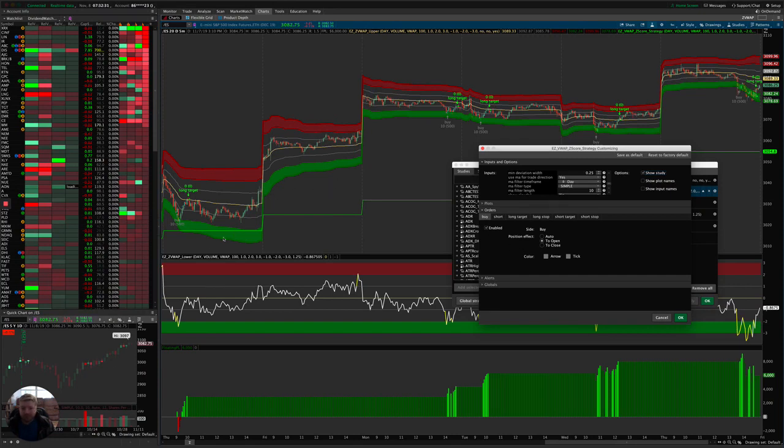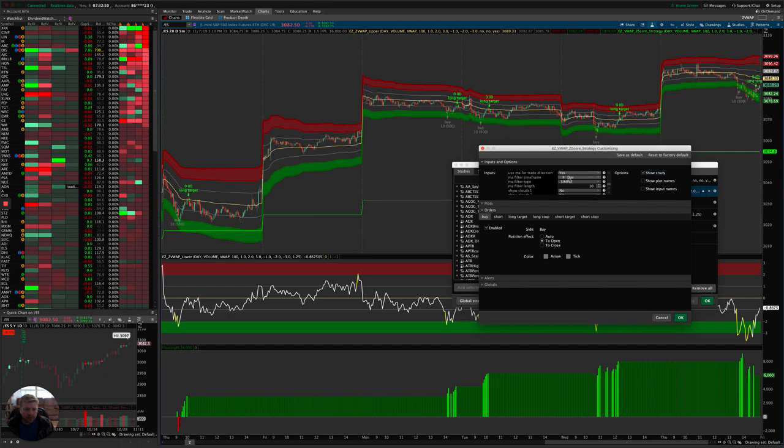So this essentially says if we're above the moving average, the daily moving average here, then we can only take longs. And if we're below the daily moving average, we only take shorts. And so this adds some accuracy to this strategy.